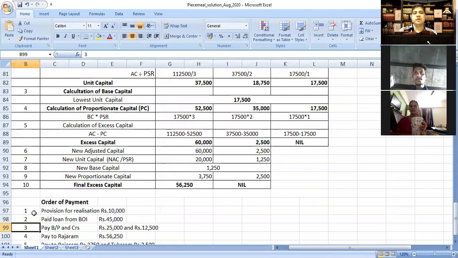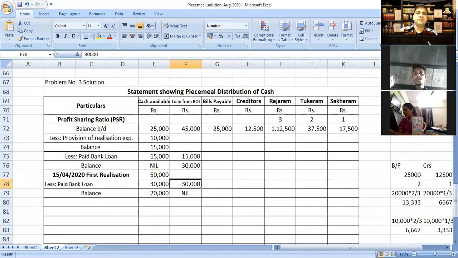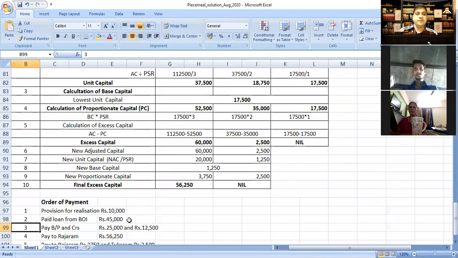Now the third order, pay bills payable and creditors. Bills payable amount 25,000 and creditors amount 12,500. Now if you see, friends, we have only 20,000 cash balance, and it is not possible to pay 25,000 and 12,500 in one shot, in one time. Now how will we pay? We have to pay them. Bills payable also we have to pay, creditors also we have to pay. So what do we have to do?